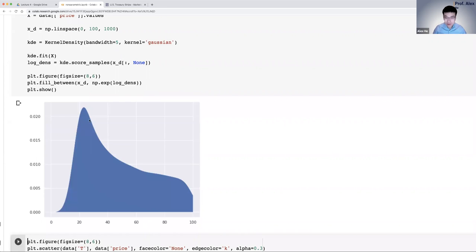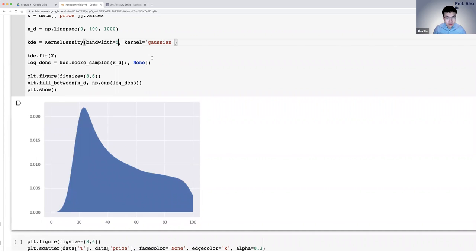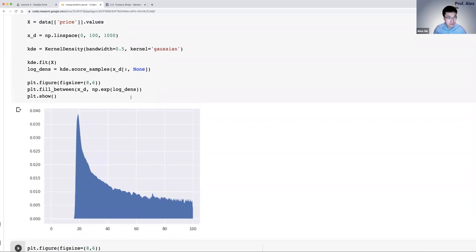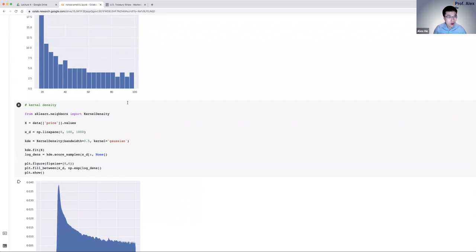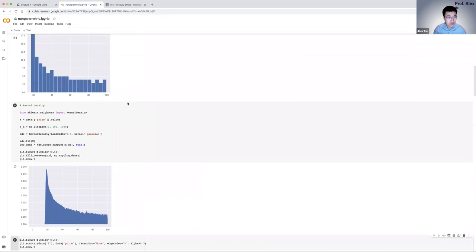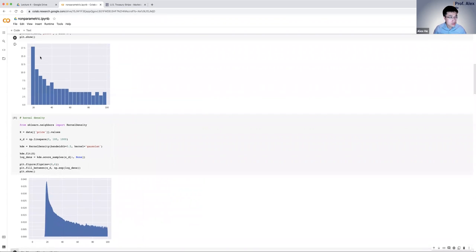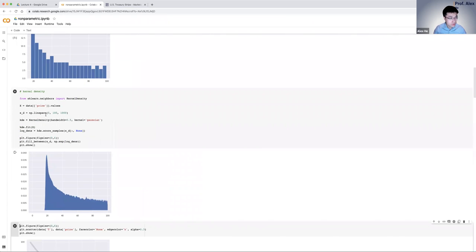Okay, and then you can see that graphically, right? So this is smoother than what we had before. And then when you make that bandwidth smaller, it will be less smooth. So let's make it 0.5. And there will be more of these fluctuations, okay? But overall, this looks pretty similar to this histogram above, okay?